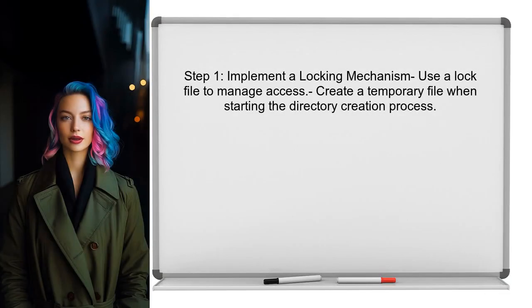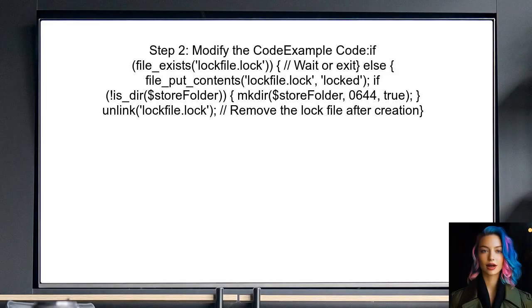To address the race condition issue, the user should first implement a locking mechanism. This will prevent multiple processes from trying to create the same directory simultaneously. Next, the user should modify the existing code to check for the lock file before attempting to create the directory. If the lock file exists, the process should wait or exit gracefully.